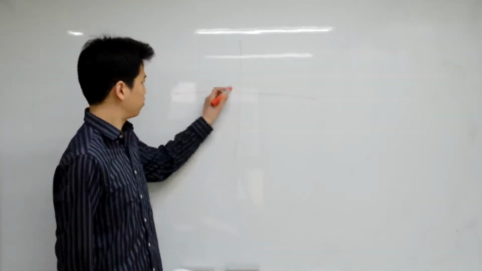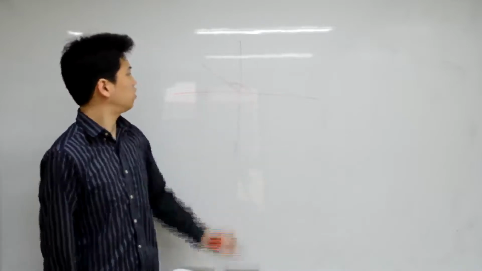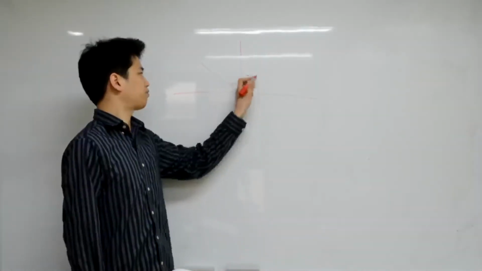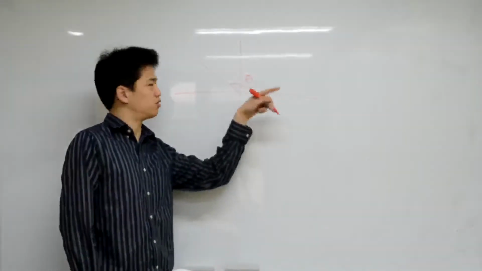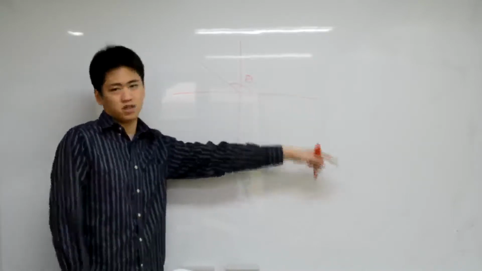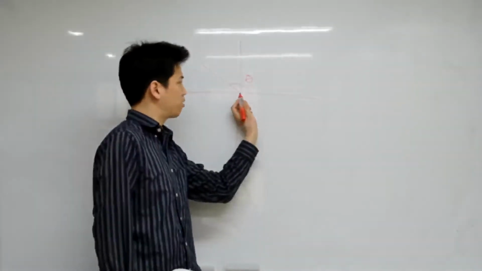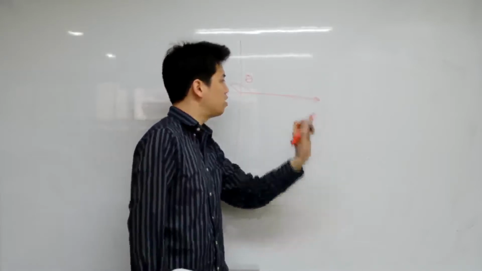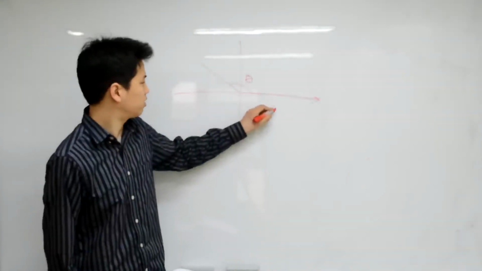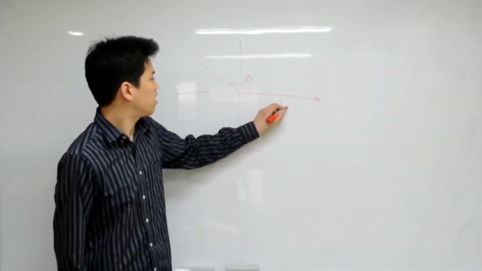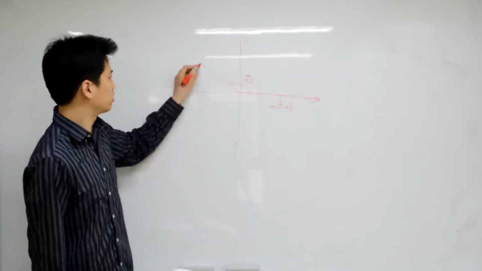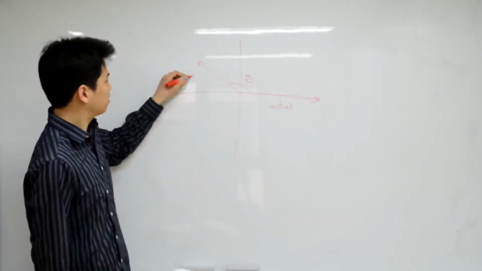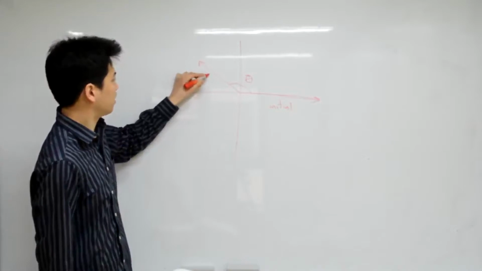So for example, we might have this angle, call this theta. This is a positive angle, it's measured anti-clockwise from the positive x-axis. So in this case, we call the positive x-axis the initial side. And we call this other line the terminal side. So this is the terminal side of this angle.